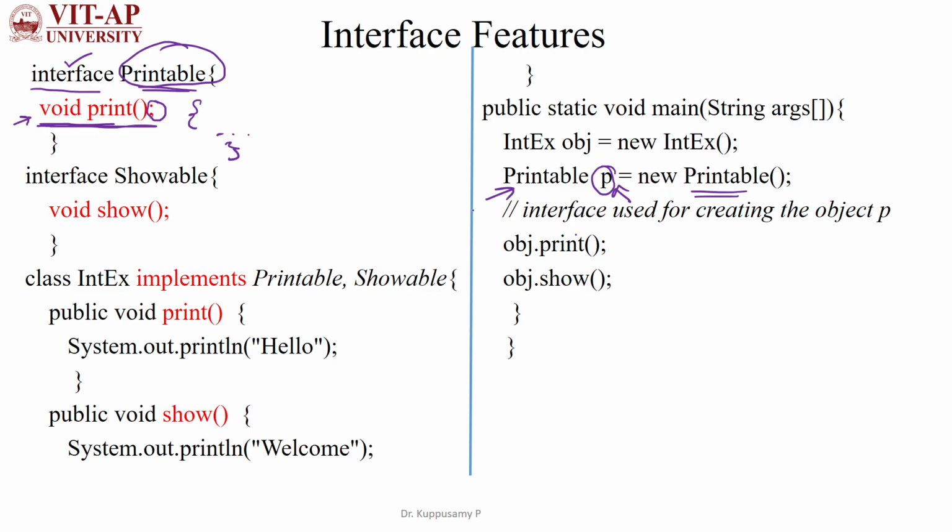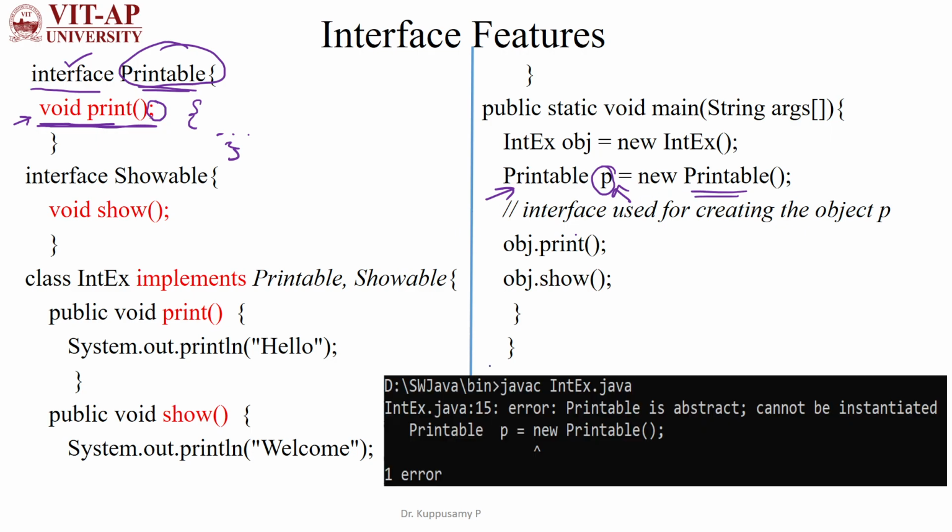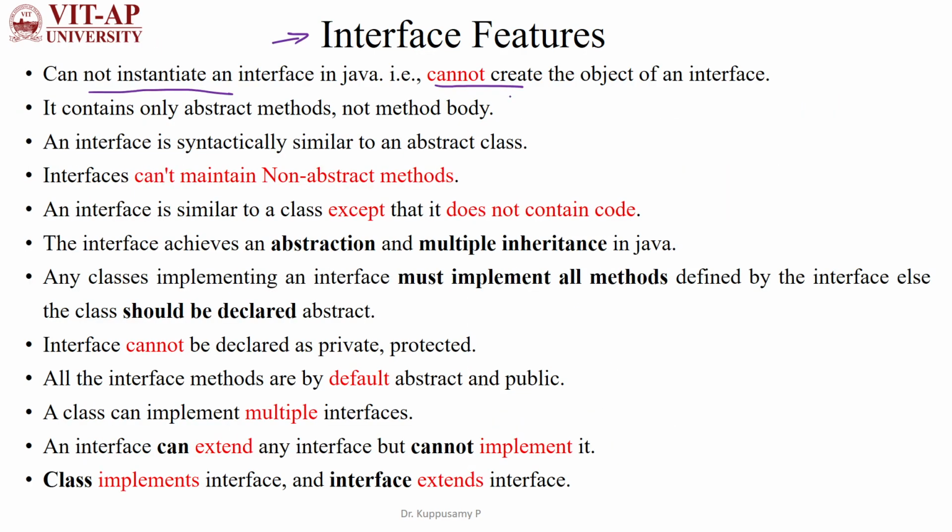When you do this, the compiler will automatically throw the error that Printable is abstract. Look at that: Printable is an interface which has abstract methods, so we cannot instantiate the object here by using the Printable interface. So as per the feature, you will get the error, based upon the interface concept.